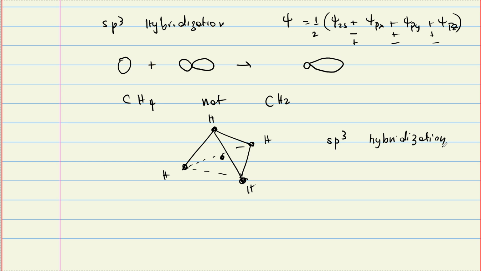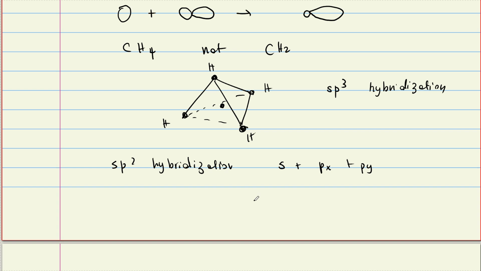Similarly, it doesn't have to be just like this. For example, we can have sp2 hybrid. In that case, what happens is 1s and 2p, let's call them px and py, hybridize, but pz is unchanged. So that's what sp2 hybridization is.